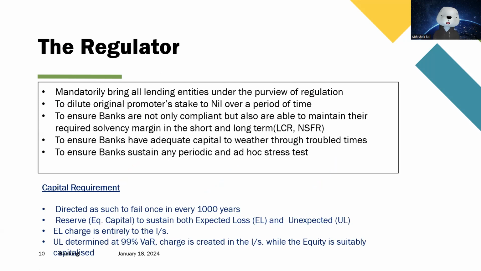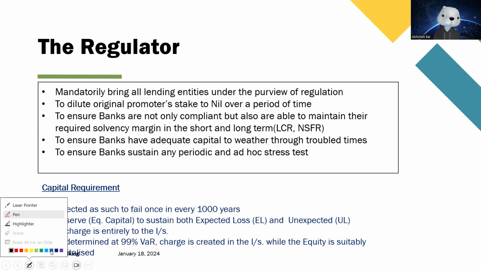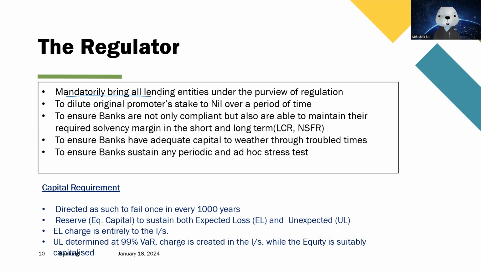And how does the regulator achieve that? Mandatorily bring all lending entities under the purview of regulation, of course, to dilute the original promoter stake to nil over a period of time, of course, to ensure banks are not only compliant but are also able to maintain their solvency margin in the short and long term.